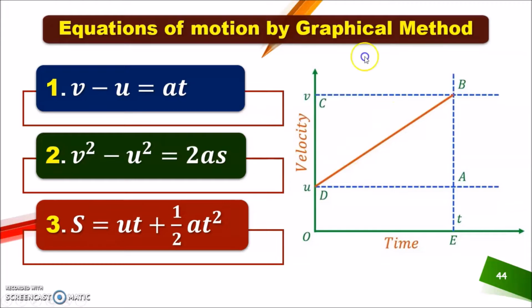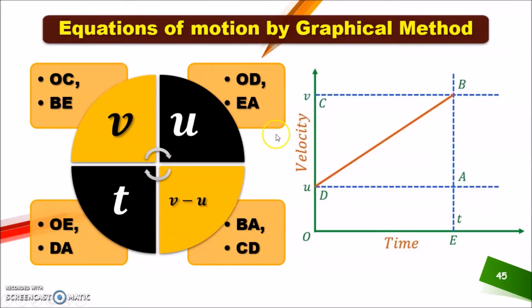Okay, so now OD is our initial velocity and OC and EB also we have final velocity. According to this graph, an object moving like this from D to B, its velocity increases like this. Okay, so we have some notations here.